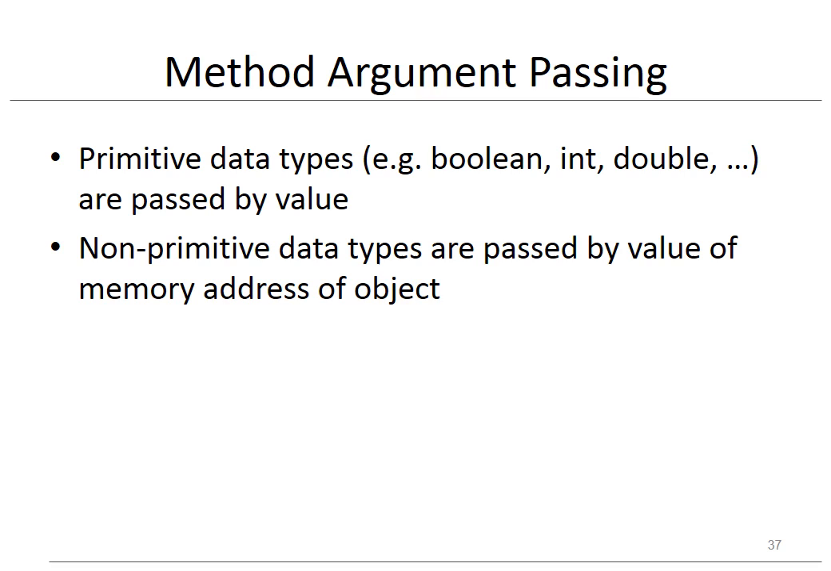To conclude the discussion about methods, let's zoom into method argument passing. We have already discussed that a method can have one or more input arguments. The question now is how these arguments are passed when the method is called. Primitive data types, such as boolean, int, double, etc., are passed by value. Non-primitive data types are passed by value of memory address of the object. This may sound a bit complex right now, so let's provide some examples.